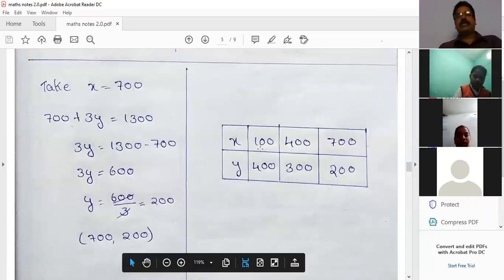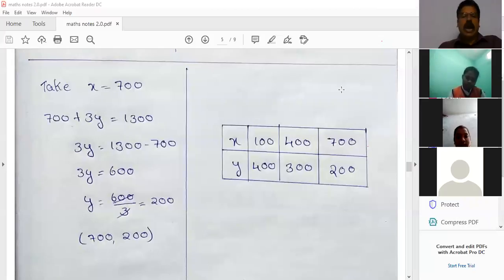So I take x equal to 100, then y value 400 I got. I take x equal to 400, y is 300. I take x equal to 700, y you got 200.